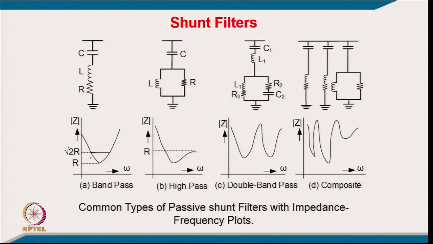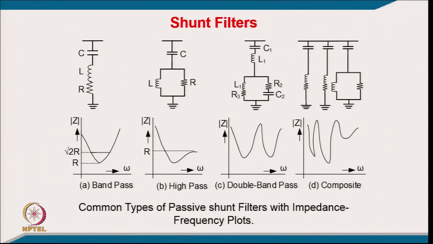And the bandwidth is defined when the impedance of this is root 2 times the R, here and here. This is virtually the band of this tune filter or band pass filter. So, in this band only, all the currents of that particular frequency will flow into this. And this is the high pass.